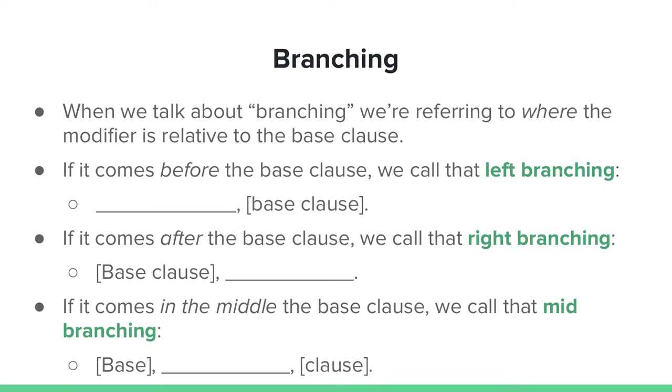So now let's talk about what we mean by branching. When we talk about branching, we're referring to where the modifier is relative to the base clause. If it comes before the base clause, we call that left branching. So if here's the base clause, and here is your modifier, it's coming before the base clause, that's left branching because it's on the left of the base clause. If it comes after the base clause, we call that right branching because here's your modifier. It's coming after the base clause, so we call that right branching. It's to the right of the base clause.